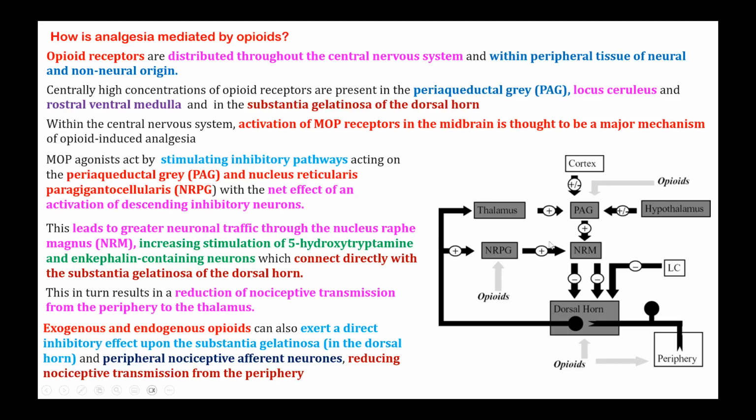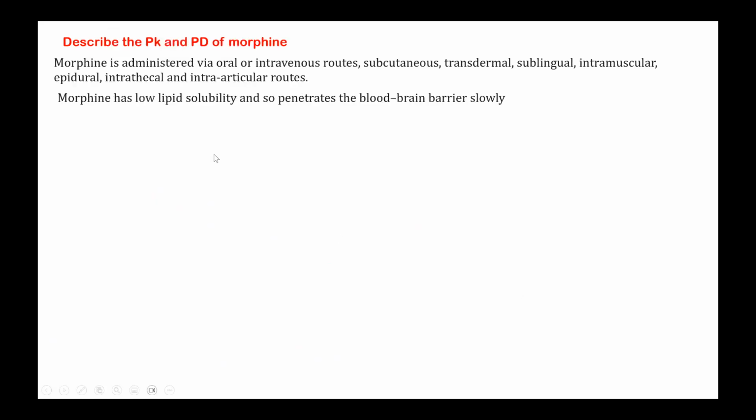So these are the three locations where the opioids act. And the two mechanisms are, one, inhibition from above, and two, blocking the sensation afferent from the periphery to the center. So if you remember it that way, it is easy to remember this mechanism. So the pharmacology and pharmacodynamics: they can be administered by so many routes.